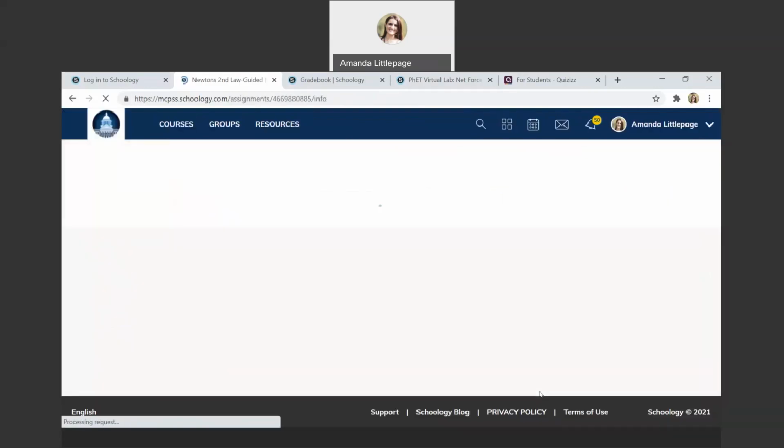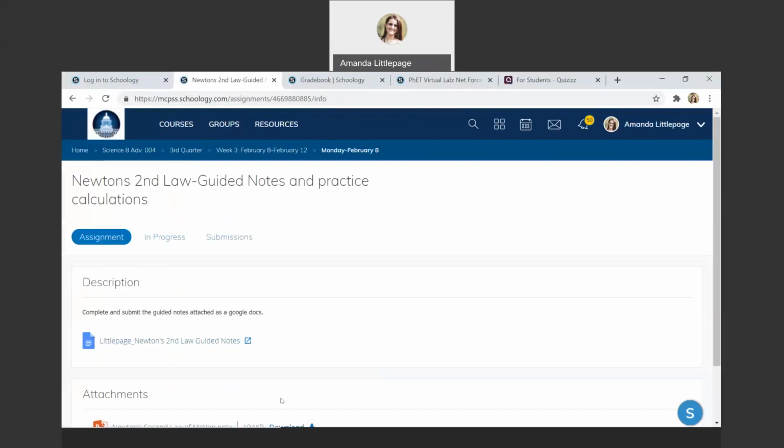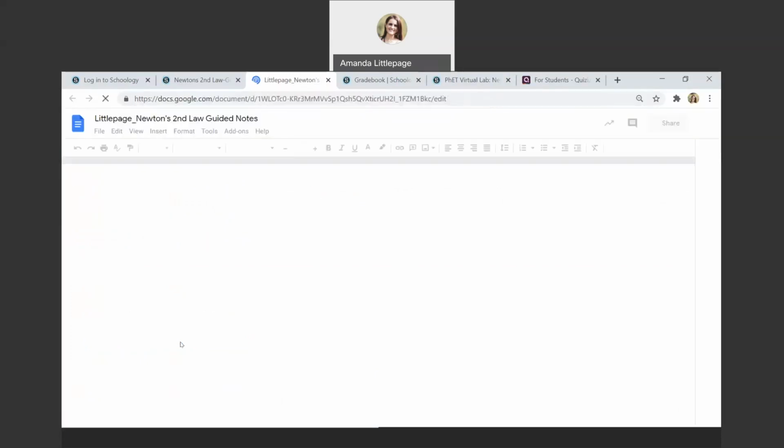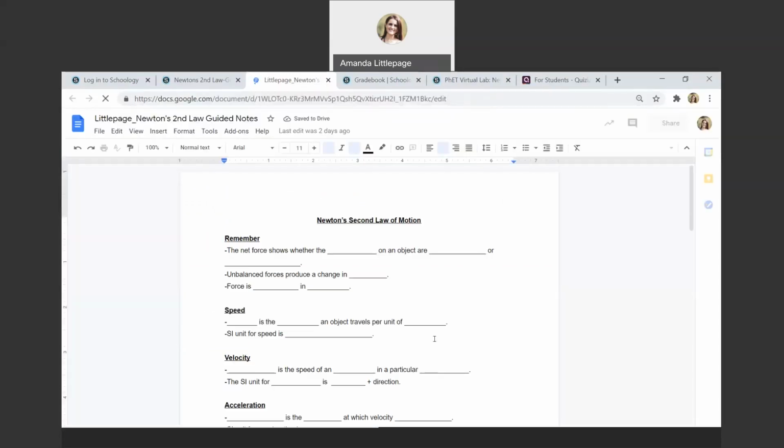So now that we've gone through that, the next thing you need to do is open up the Google Docs. It says Newton's second law guided notes. So here's the notes here that you will click and open up. And there is a corresponding PowerPoint. So you will click in the sections here to complete your notes.